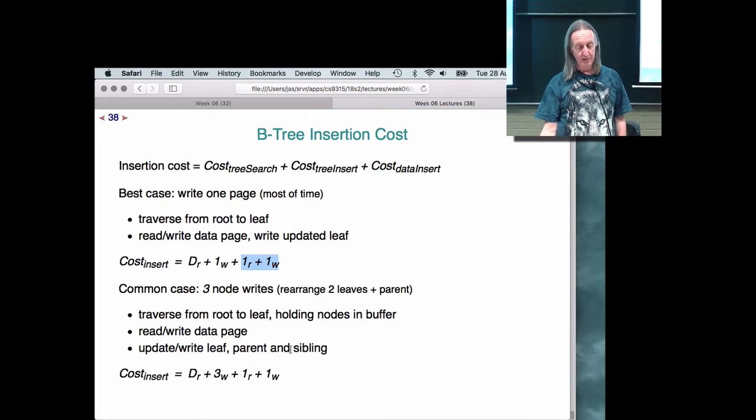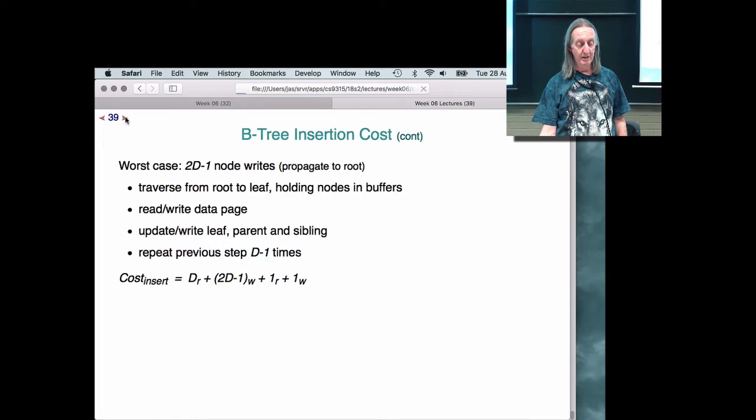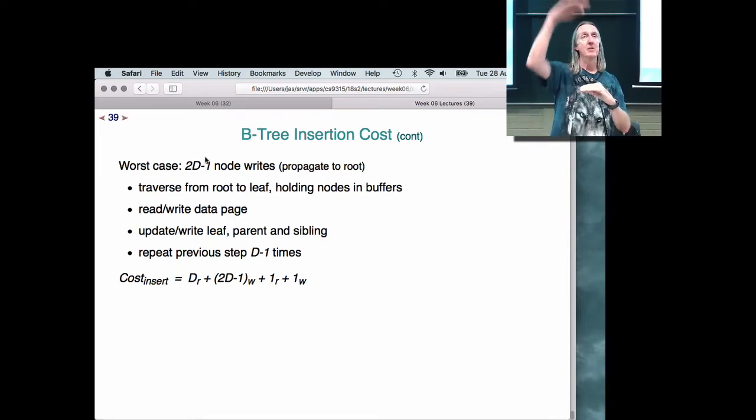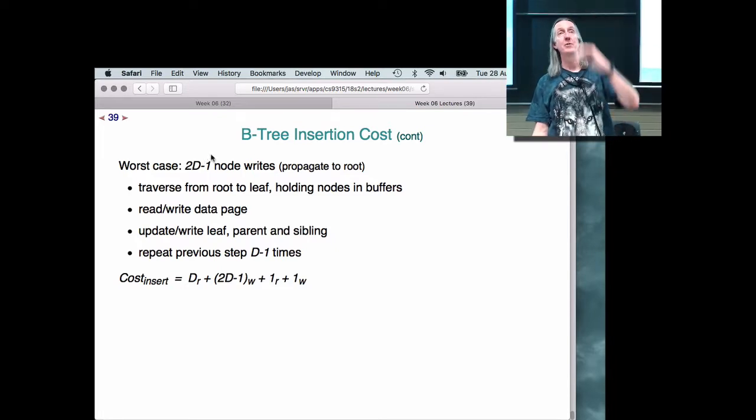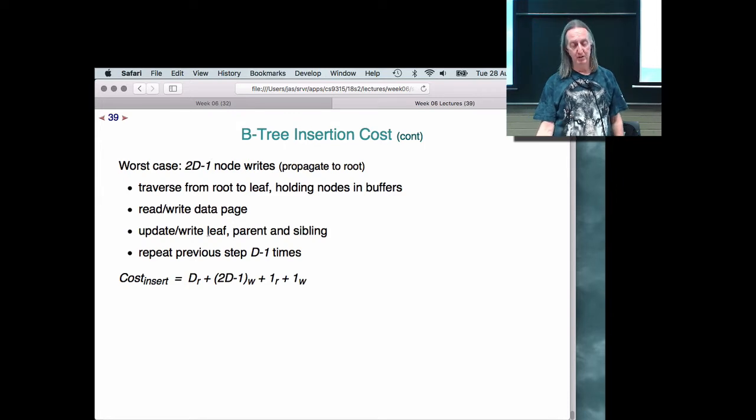And notice because we've got those cross links, we also potentially have to update other nodes in the tree to fix their pointers. So in the worst case, we have to go all the way from the leaf node and propagate stuff all the way up to the root, and then even worse than that, we have to make a new root. So that would involve that amount of writing.